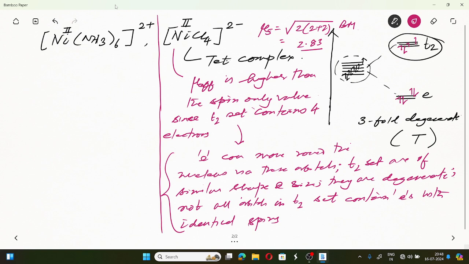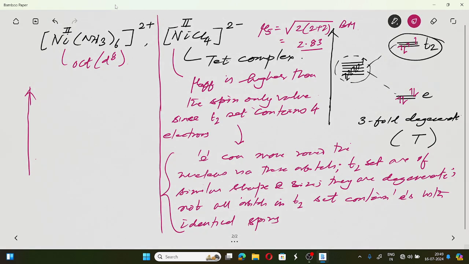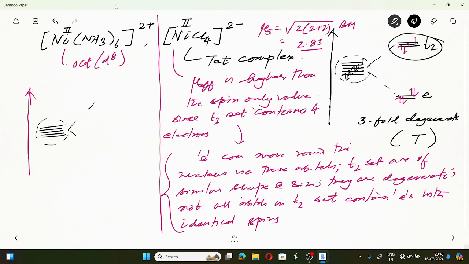Okay. Now if you look at Ni(NH3)6 2+, this is an octahedral complex, a d8 octahedral complex. If we look at the splitting diagram, with respect to the spherically symmetric field of negative charges, the splitting of the d orbitals is like this: t2g and eg, and there will be 8 electrons. So this is the configuration.